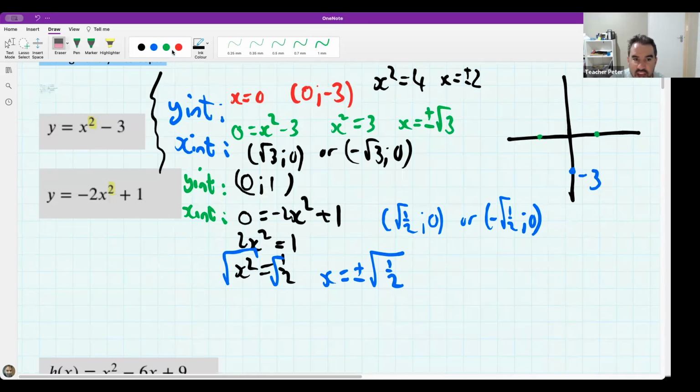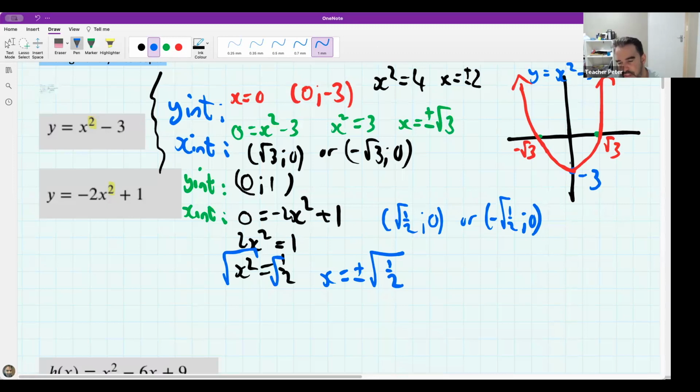The graph was a happy graph because of the thing in front. And so if I was drawing this parabola, all I would need to do is that, and then I would label this minus √3. This would be √3. And I would just label the graph y = x² - 3.